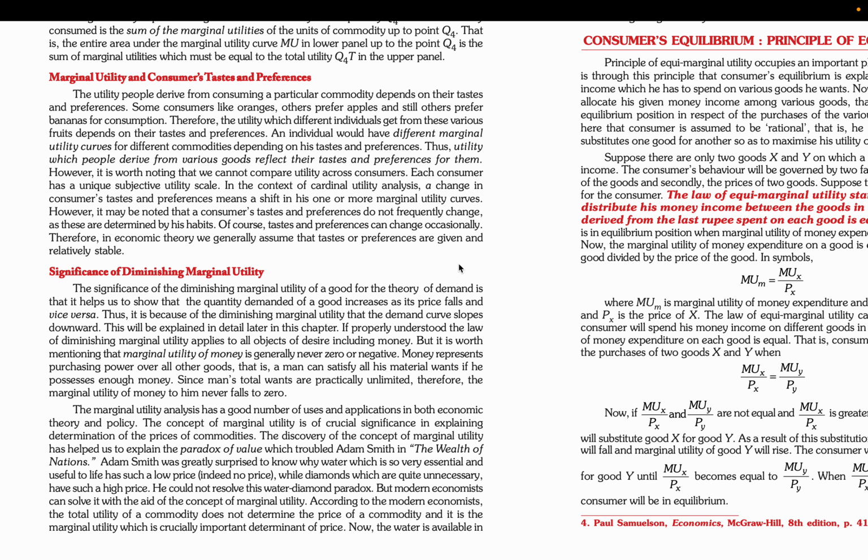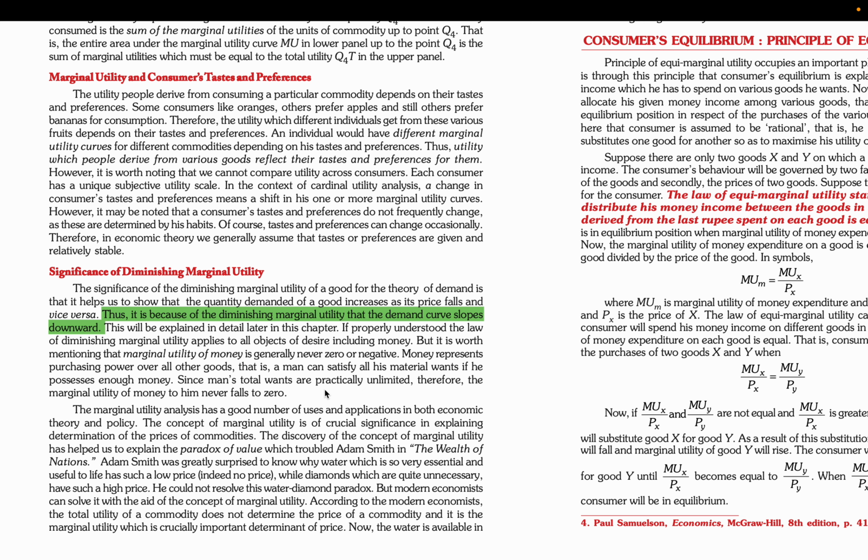The significance of diminishing marginal utility is that it helps us to show that the quantity demanded for a good increases as its price falls and vice versa. Thus, it is because of diminishing marginal utility that the demand curve slopes downwards. This will be explained in detail later in this chapter.